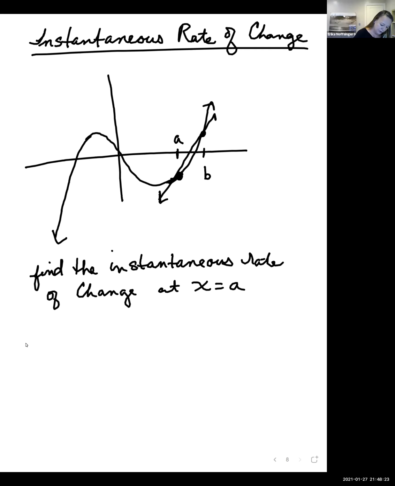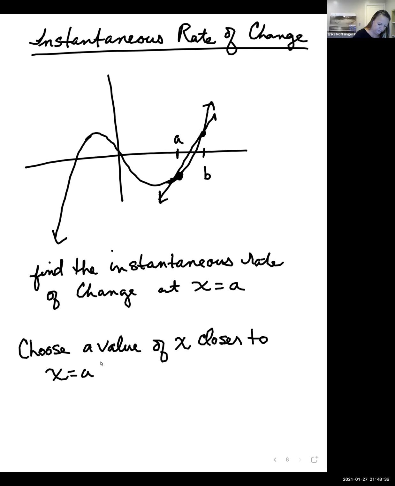So let's choose a value of x even closer to x equals a. So maybe I chose some value c, and c is going to be closer than b is to a. So maybe c is right here. So if that's the case, when I find the slope, it's not as steep, but it's looking a little more accurate.